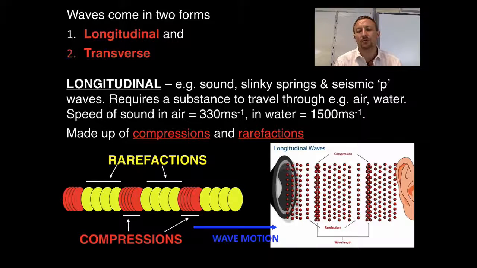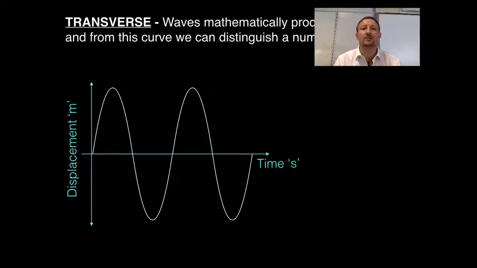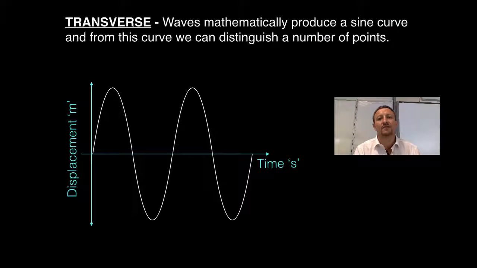So that's longitudinal waves. Now, the opposite of longitudinal is transverse. Transverse basically produces the mathematical sine wave. And we can see an example here of the mathematical sine wave which is generated. Now, this wave can be utilized where if we're looking at ocean waves, it can be utilized.